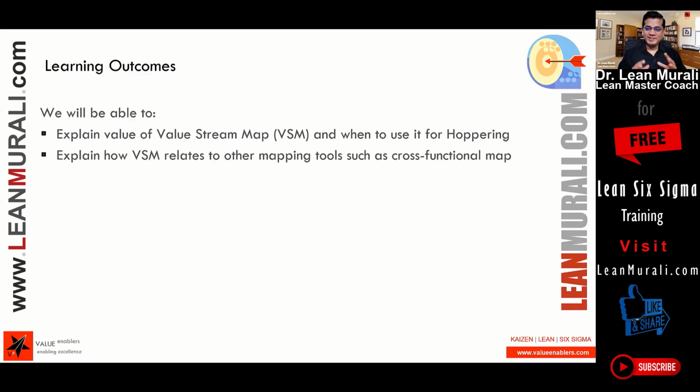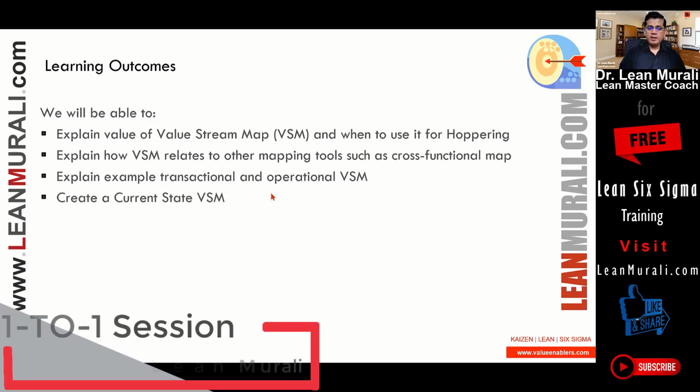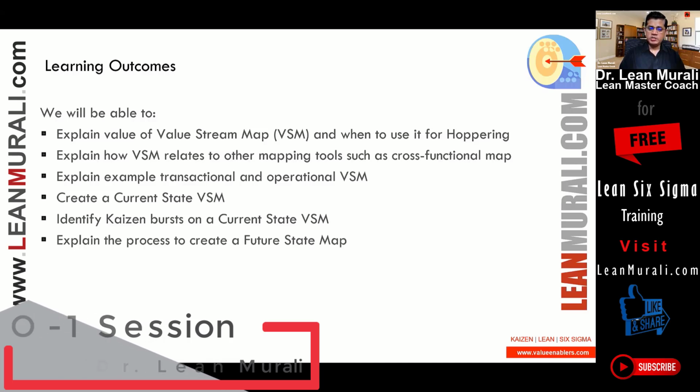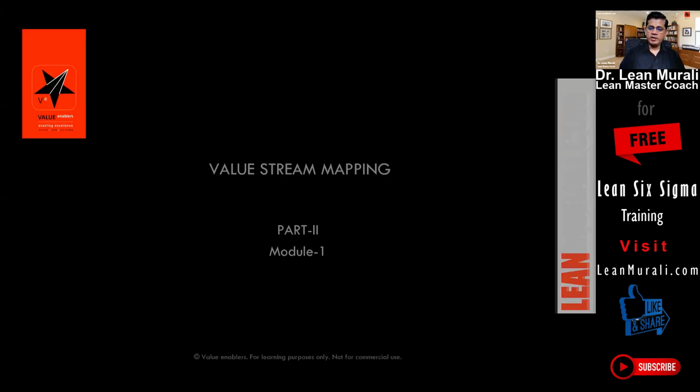If VSM is clear, we will also look at the types: transactional and operational VSM. We will create a current VSM, identify the Kaizen bursts, and explain the process to create the future map.